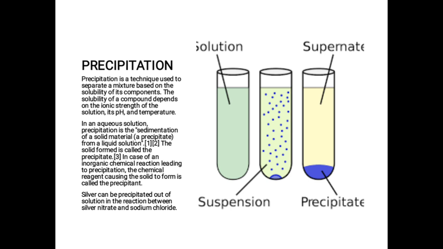And you can see here you have the solution. By the time you add a particular substance to it, you are going to have a suspension. Then at the end of the day, when it settles down, you have the precipitate at the bottom, and of course the supernatant. So precipitation is generally used in chemical analysis, most especially what is called qualitative analysis.